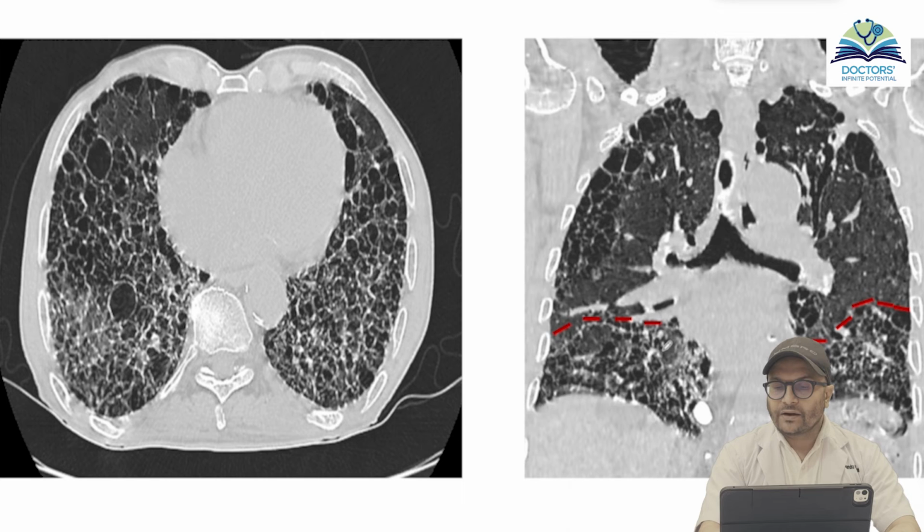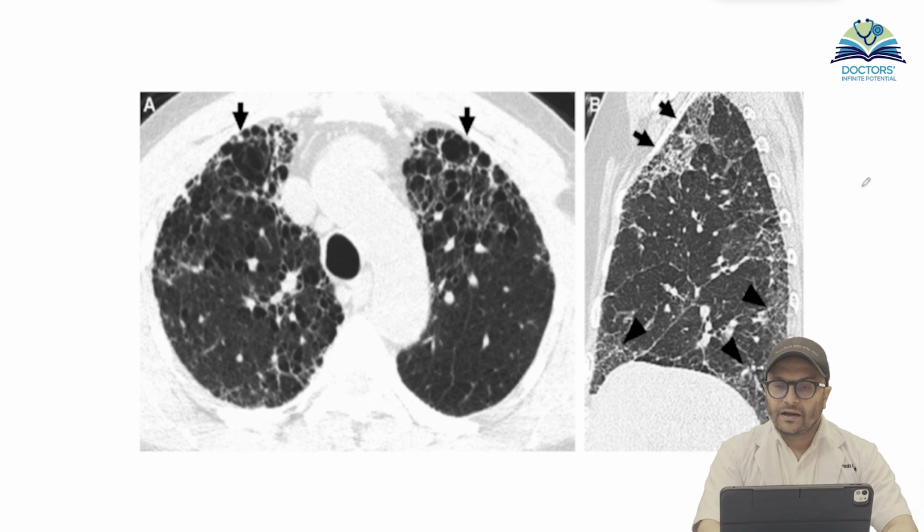And this coronal image shows severe fibrosis in bilateral lower lobes with normal lung in the upper lobe, which is demarcated by an imaginary line. So this is an imaginary line which divides normal lung from severely fibrotic lower lung. This is known as straight edge sign.